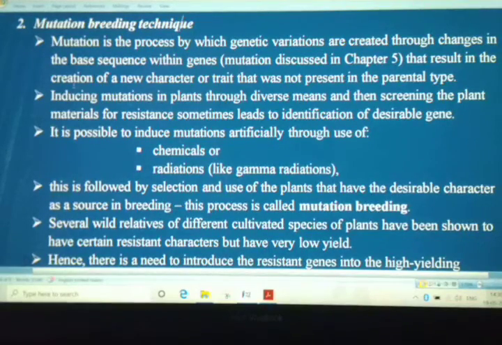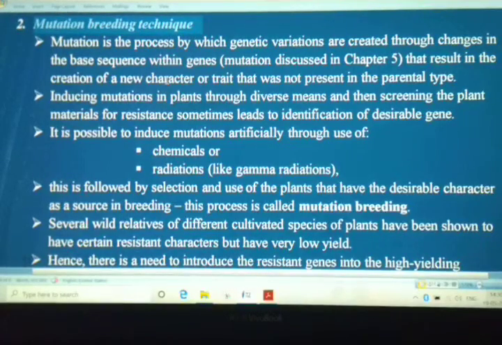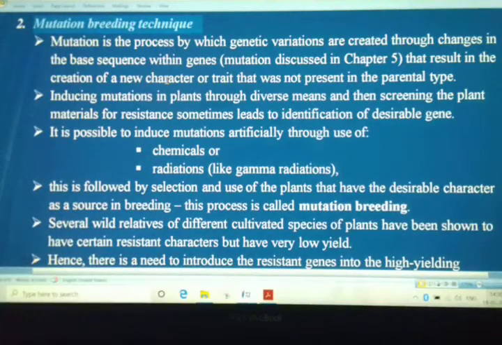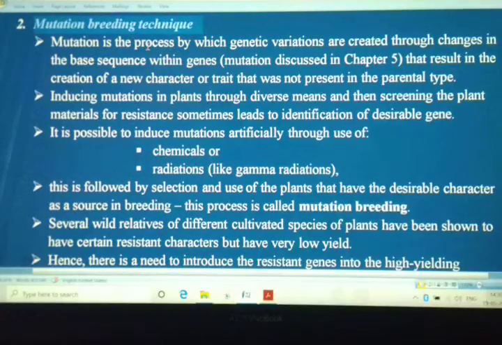Hello everybody. Second point, that is, the second method of breeding, is the mutation breeding technique. Mutation, you have heard about, is a change that is brought about in the gene, that is, the sequence of genes present on the DNA of a chromosome. So how do we define mutation? Mutation is a process by which genetic variations are created through changes in the base sequence in genes.